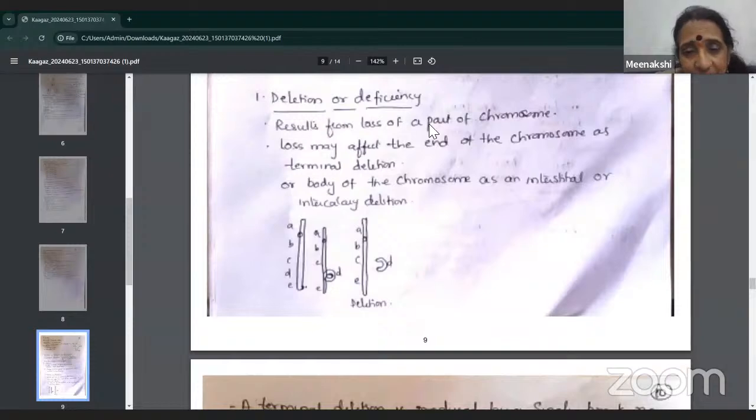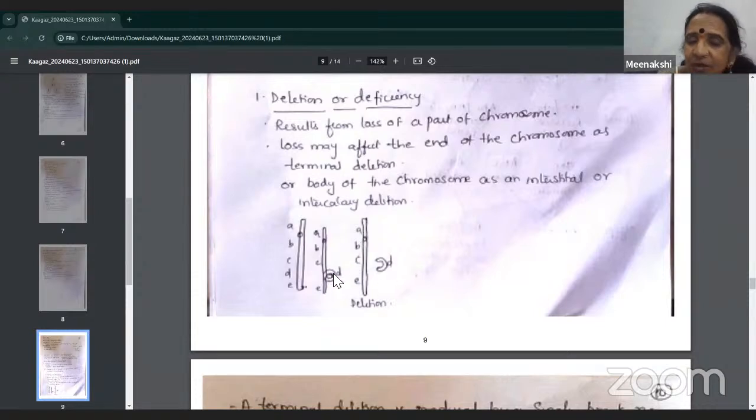you see that it results from the loss of a part of a chromosome. The loss may affect the end of the chromosome, as a terminal deletion, or it can be from the middle of the chromosomal body. So the terminal part can be eliminated, or it can be from the middle of the body. Suppose this is a chromosome having genes A, B, C, D, and E, and here this D part is being removed. It is being deleted.